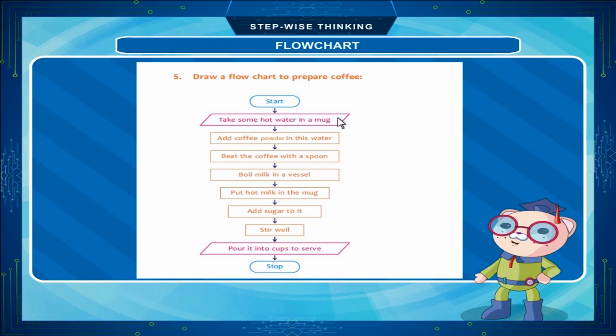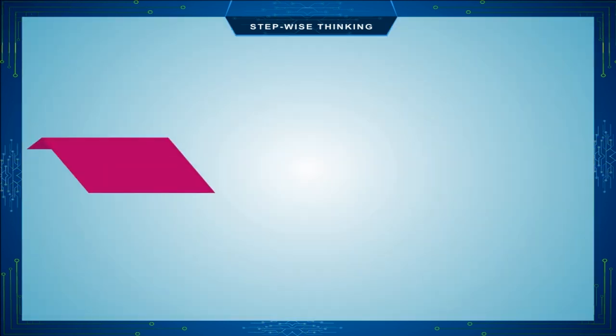5. Draw a flowchart to prepare coffee. Start. Take some hot water in a mug. Add coffee powder in this water. Beat the coffee with a spoon. Boil milk in a vessel. Put hot milk in the mug. Add sugar to it. Stir well. Pour it into cups to serve. Stop. Thus, it is clear that it is easy to draw a flowchart and make the final steps instead of directly writing the program and making changes in it.